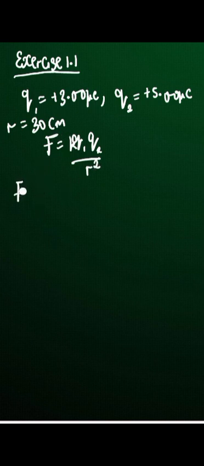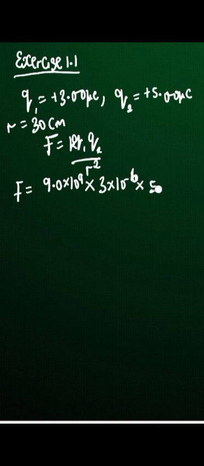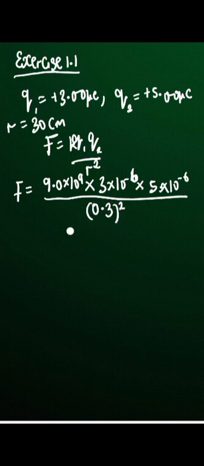So this is a direct substitution. And K, we already know the value for K is 9.0 times 10 raised to power 9, times Q1, ignoring the sign, is 3 times 10 raised to power minus 6, times 5 times 10 raised to power minus 6, everything over r squared, and r is 30 cm, that's the same thing as 0.30 squared. So when we evaluate this on our calculator, we get 1.5 Newton.